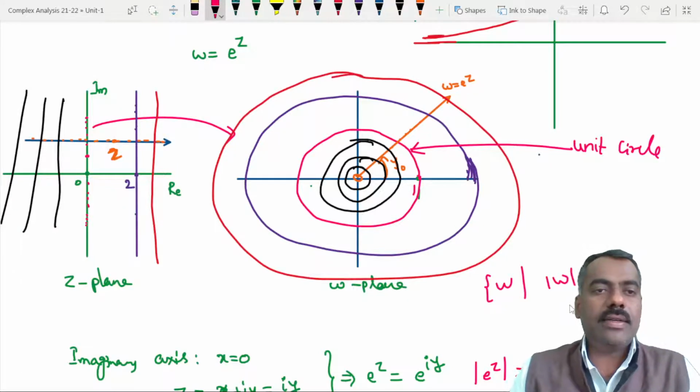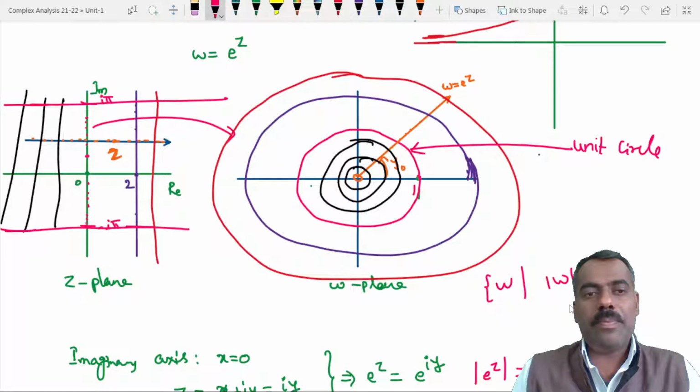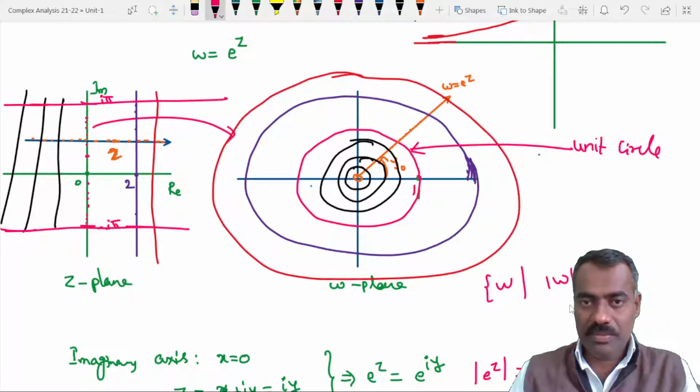And in detail you can see that because of the periodic function, if you take this one, this is i pi and this is minus i pi, and if you have this strip, it is mapped like this. And if you go above here or below this, then again you get the same structure like this, circles and so on.